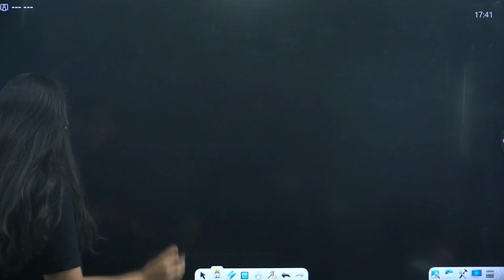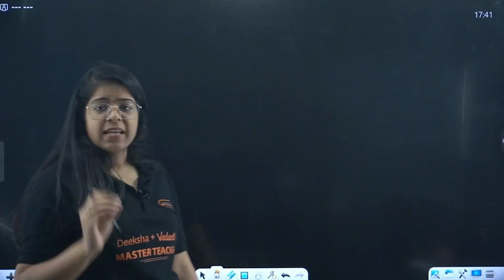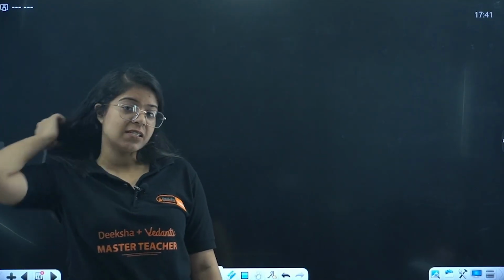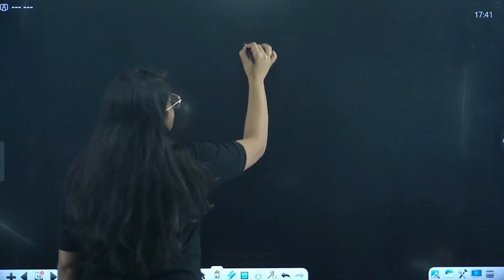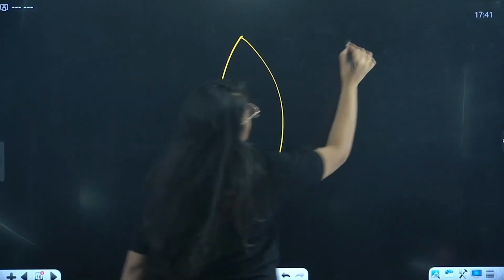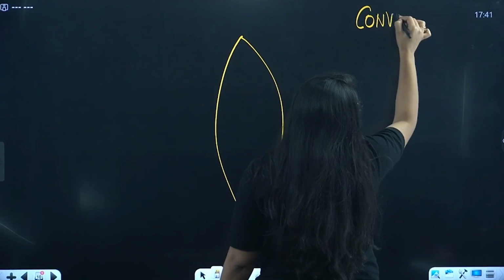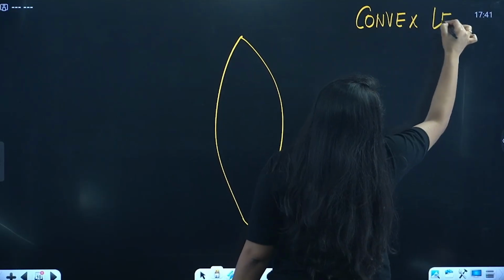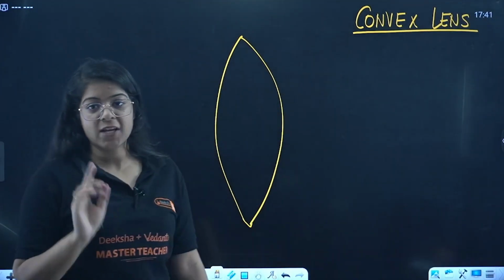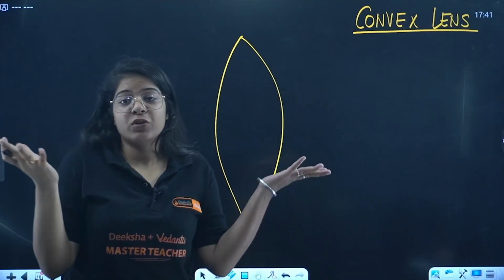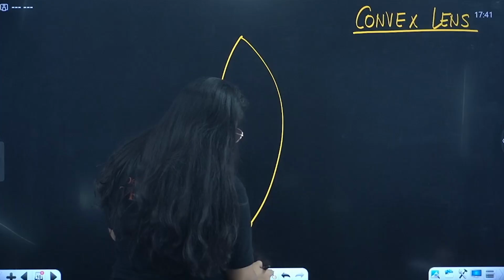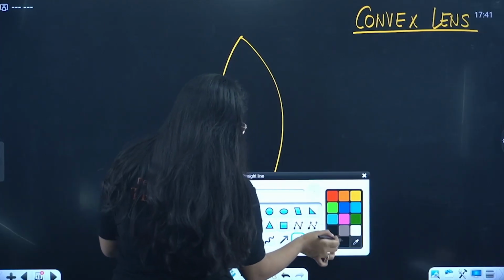There is only one single difference in lenses, that is your image distance, everything else is same. Why beta? See, this is your convex lens. This beta is your convex lens. And by the way, you will get these notes in the description as well. So if you don't want to take screenshot, you can just download the PDF. Okay, that is one thing I have learned from your comment section.